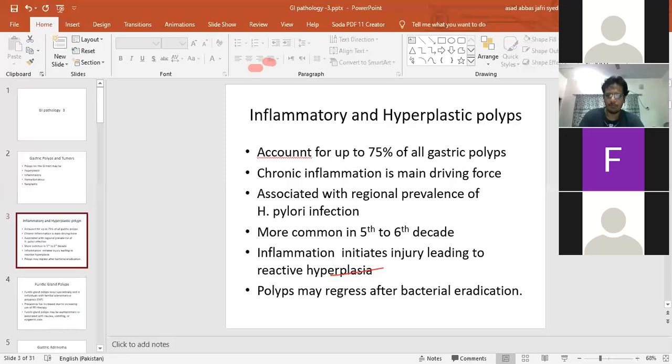They are more common in the 5th to 6th decade of life because obviously they need time to develop. So long-standing chronic gastritis की usually setting में arise करते हैं. Polyps may sometimes regress after bacterial eradication. So if you give them the triple regimen, they are eradicated.